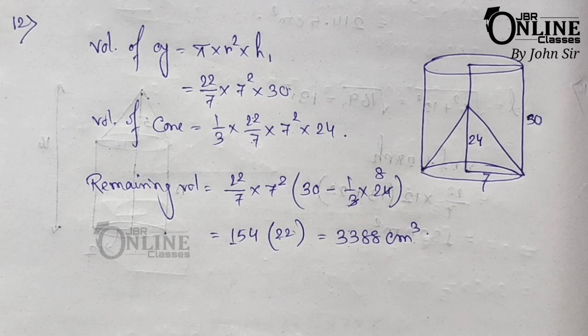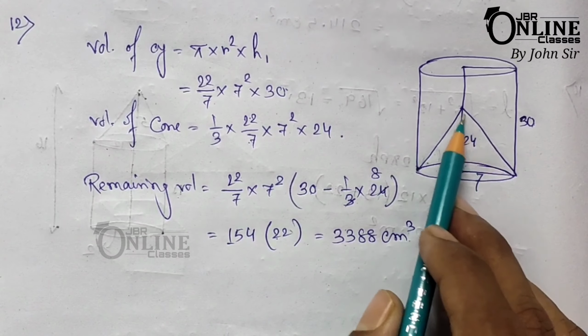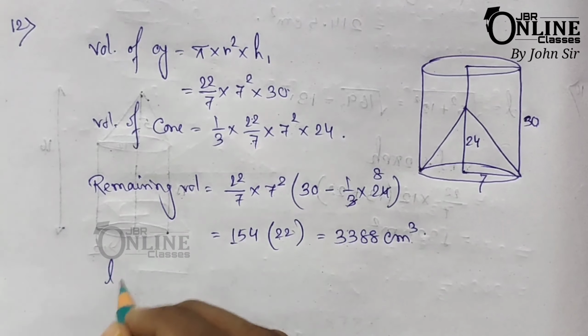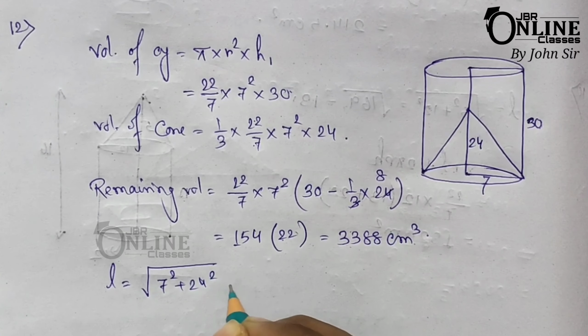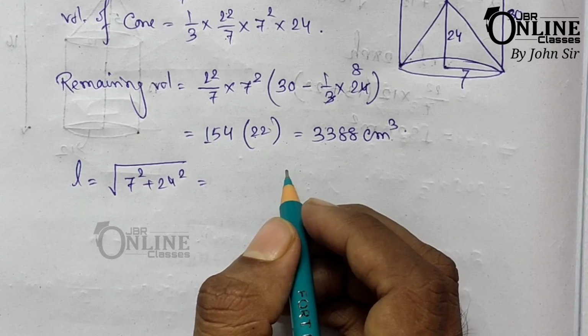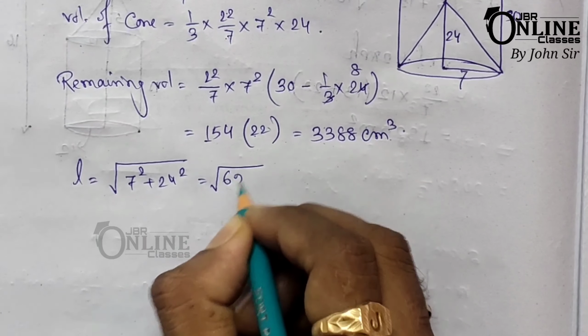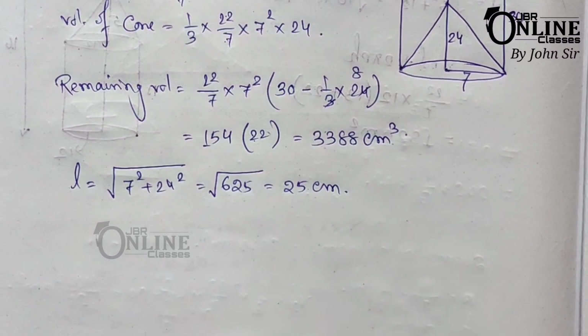Okay, now next you have to find out the total surface area. To find out the total surface area, first you have to find out the slant height of the cone. So l equals root over 7 square plus 24 square. 7 square means 49 and 24 square means 576. So that becomes 625, so that equals 25 centimeter.